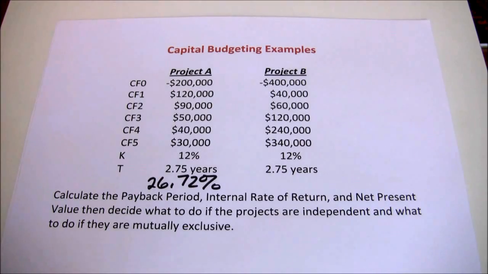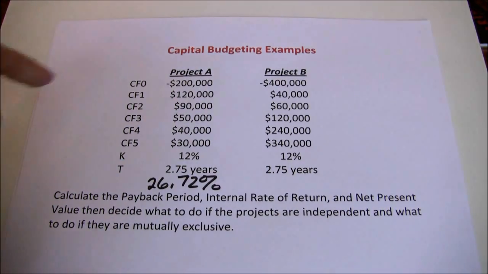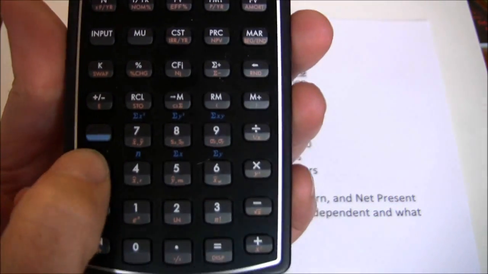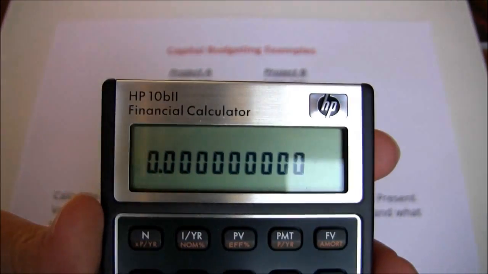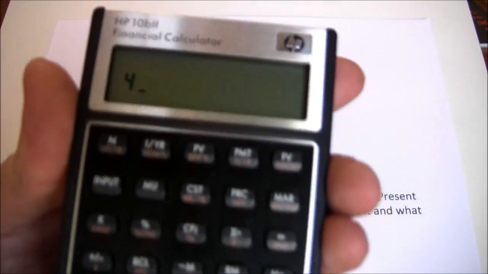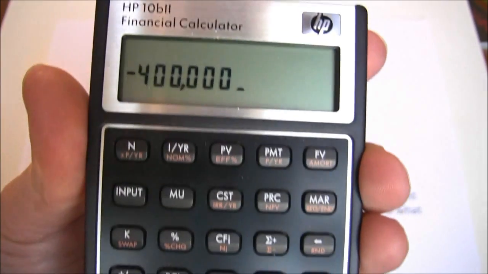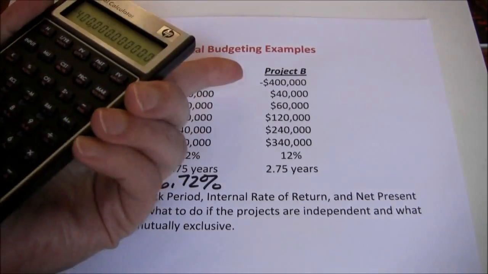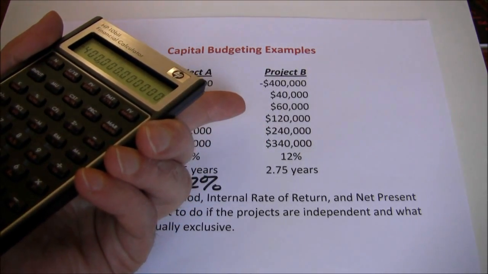And now we want to do project B. Again, make sure the first thing you do is clear out your worksheet. Otherwise, you're just going to be adding to these cash flows that are already there. So Shift, clear all, clears that out. Now we're ready to start putting in our cash flows. Negative 400,000. So 400,000. Plus minus key, make it negative. CFJ, put that in. And again, all these are just one time period, so we can just ignore the N sub J.